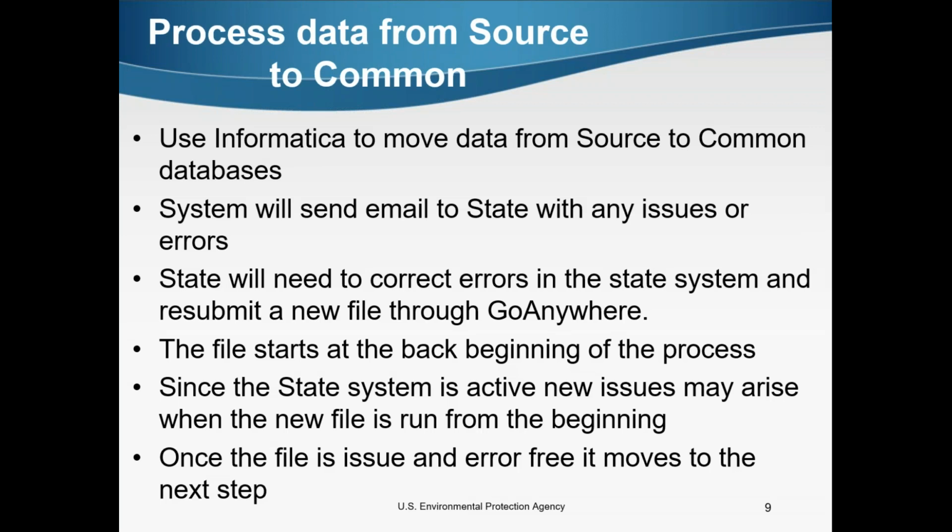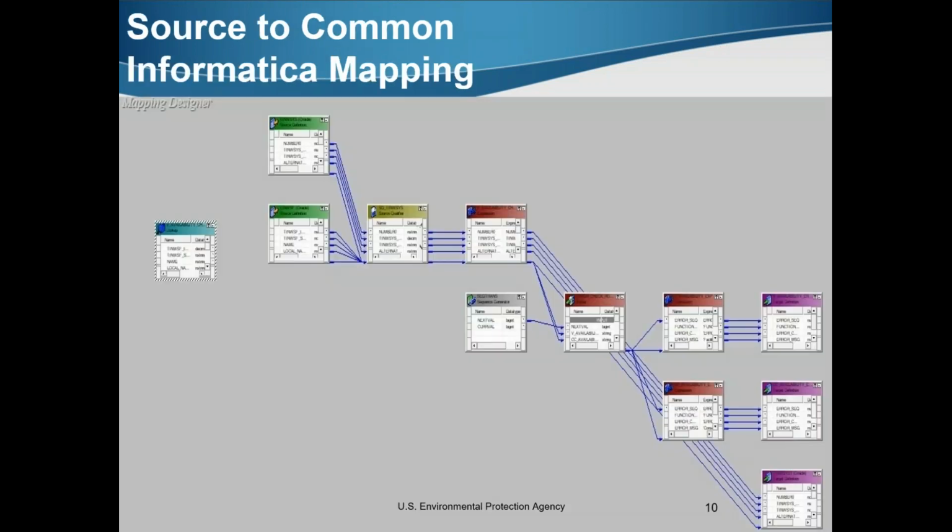So if you get any errors, what I need you to do is go back to your state system. You fix it there. I'm not fixing it on my side. You fix it in your system, go back, start at the beginning, and submit a file again, dump it down to the source, move it over to common, run it again. Like I said, your guys are working in your SIDWIS State, so new things can be added, new errors can show up. So I want to start at the beginning every time. Once it's free of errors, then it moves on to the next step.